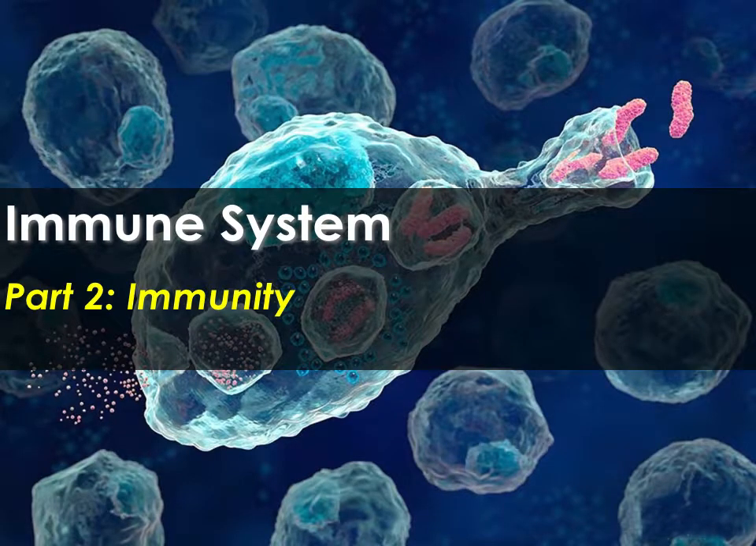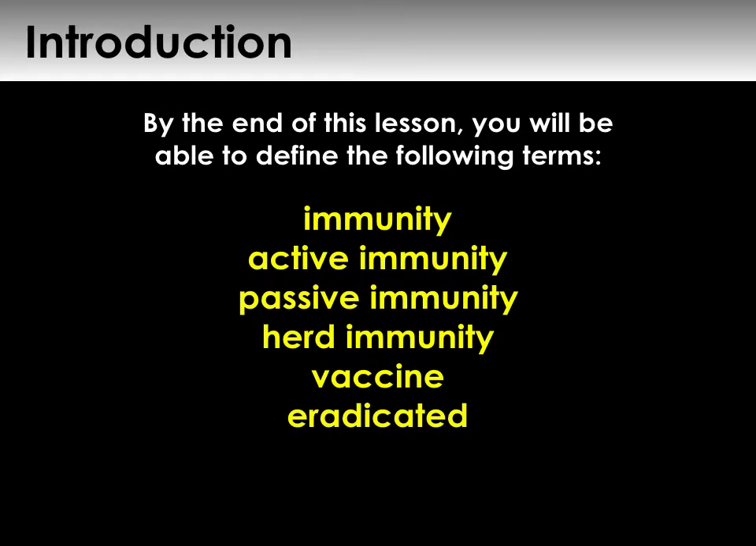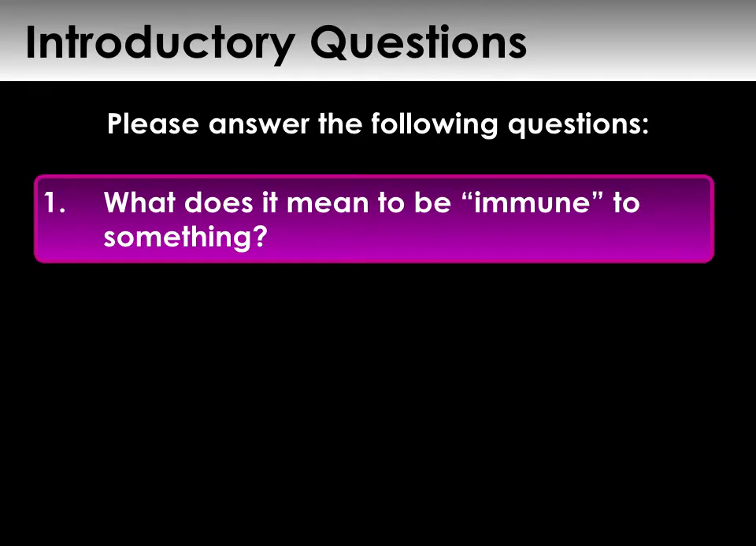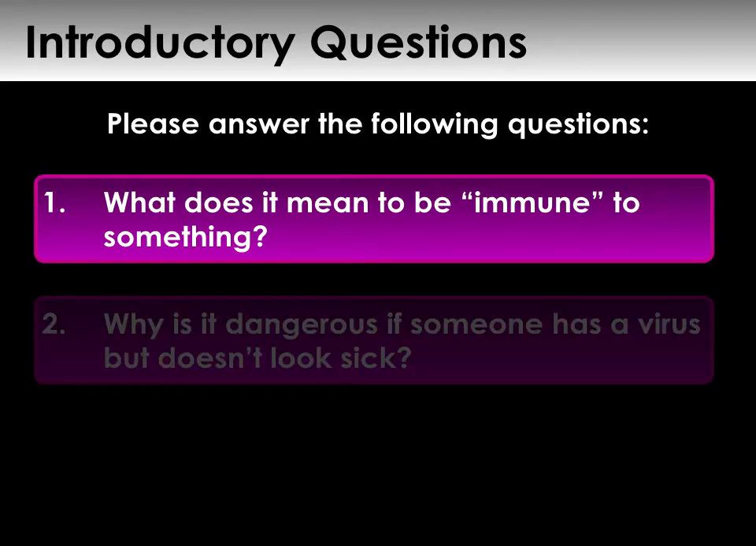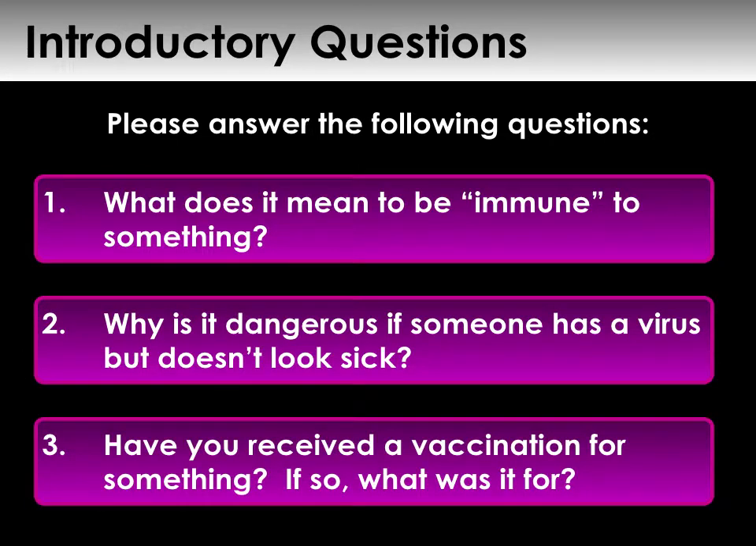Part 2 involves the immunity response. The following terms would be helpful to know by the end of this lesson. And some questions to think about to help guide your learning include: what does it mean to be immune to something? Why is it dangerous if someone has a virus but doesn't look sick? And finally, have you ever received a vaccination for something? And if so, what was it for?